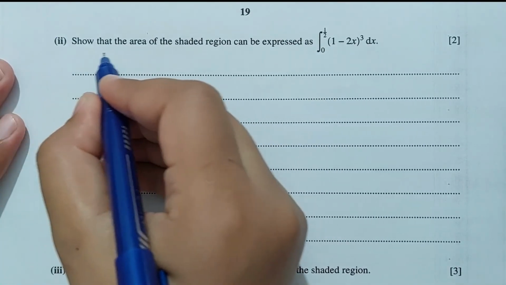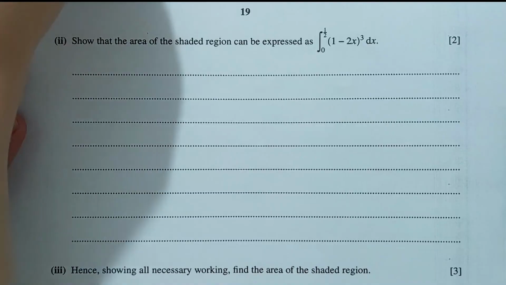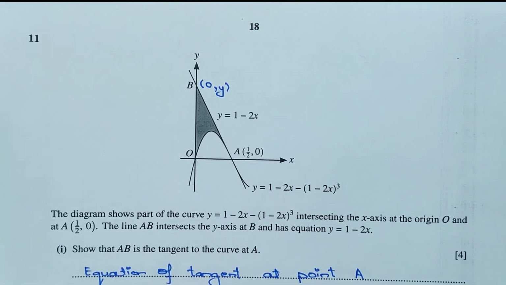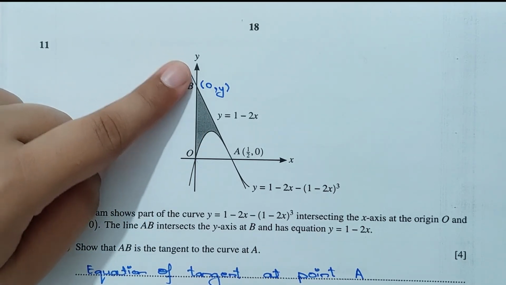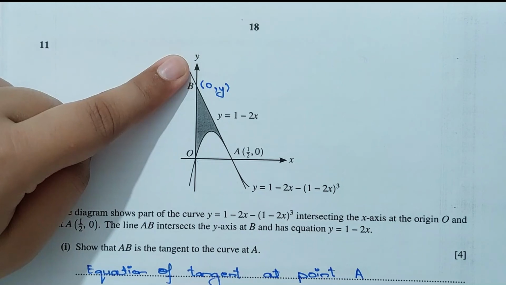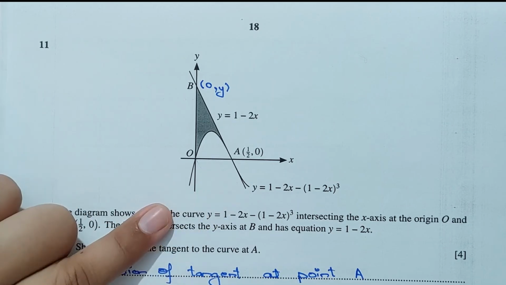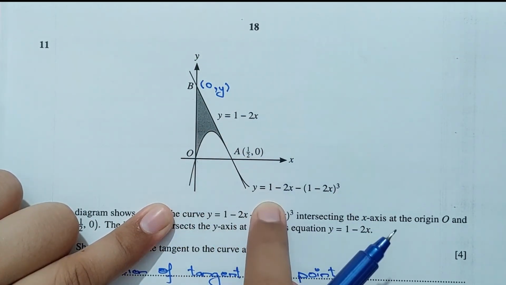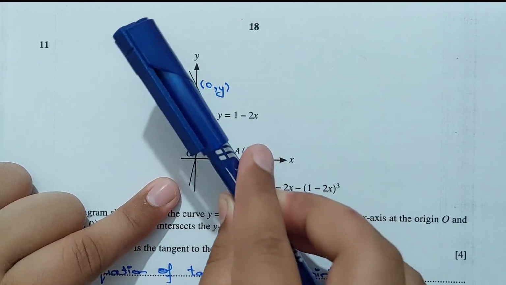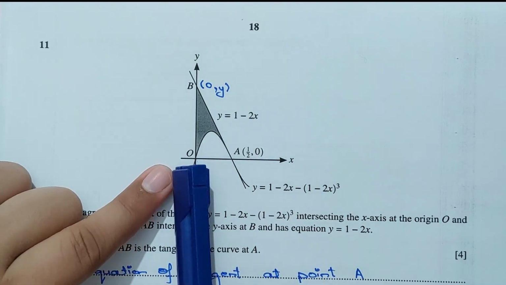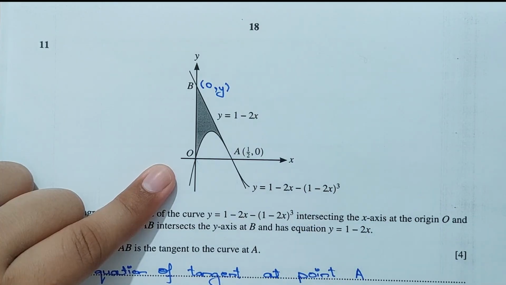Now for the second part, show that the area of the shaded region can be expressed as this. Let me show you the area of the shaded region. This is the shaded region. To calculate the area, we have to find the area under this line and subtract the area under the curve, right? Because first we have a line and then we have a curve, and under the curve it is not shaded, above the curve it is shaded. So we take the area under the line from 0 to half, and subtract the area under the curve, because under the curve is not shaded.